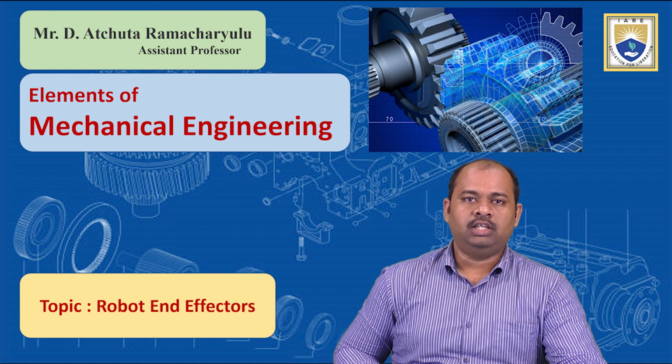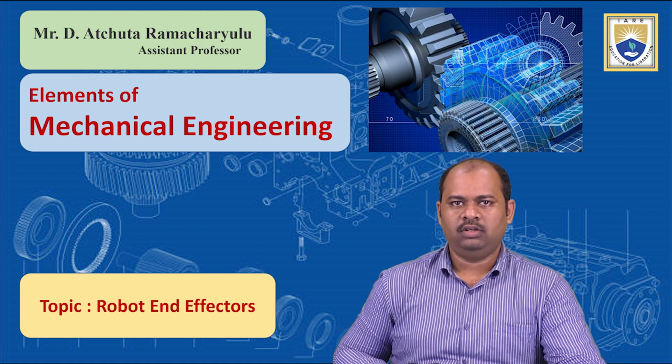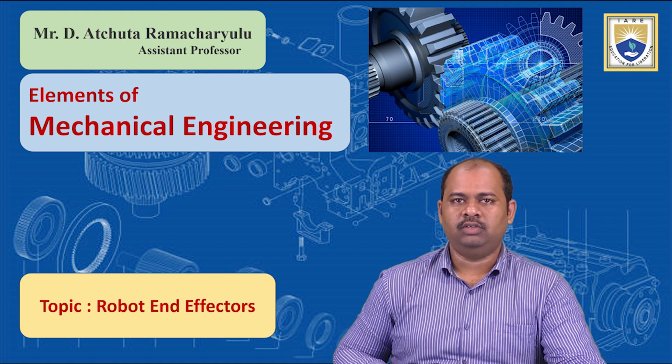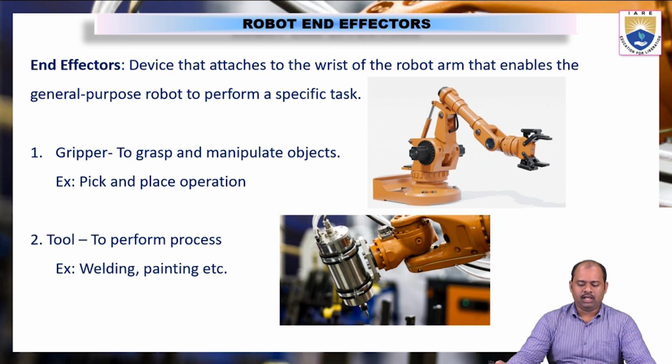In the previous lecture, we discussed what a robot is, what the different joints used in a robot are, what the different types of configurations in a robot are, and what a robot wrist is. Today in this class, we are going to see what a robot end effector is.